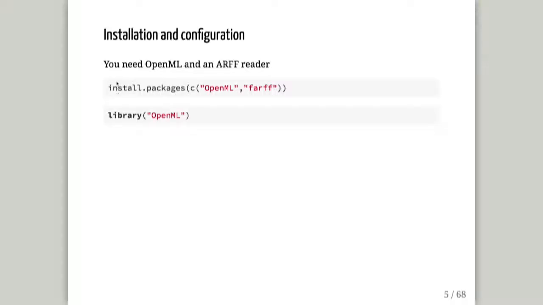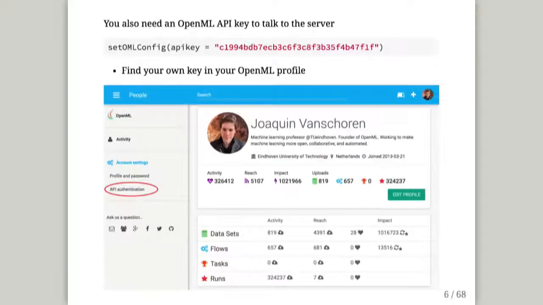Cool. Okay. So now let's dive into the tutorial. To use OpenML, all you need to do is install the OpenML package and then import the library. Then you need an API key. An API key is just a string of characters that uniquely identifies you. If you want to find it, you log into OpenML, go to your account, and click on API authentication. There you find your API key, and you can copy-paste that into your code.